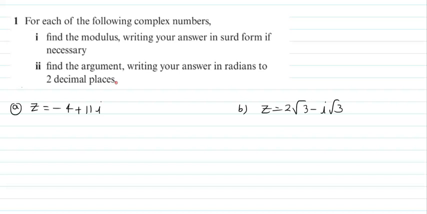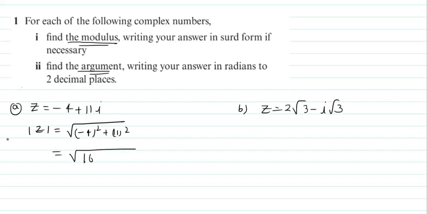Okay, so here's a question. For each of the following complex numbers, find the modulus, writing your answer in surd form if necessary, and find the argument. So you need to find the modulus and the argument. Modulus of Z, immediately you can find, is the square root of minus 4 squared plus 1 squared. So minus 4 squared will be 16.